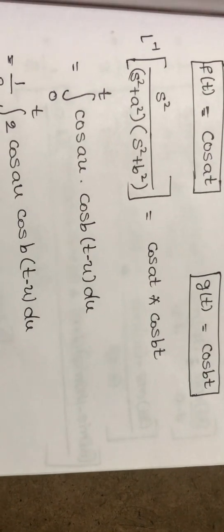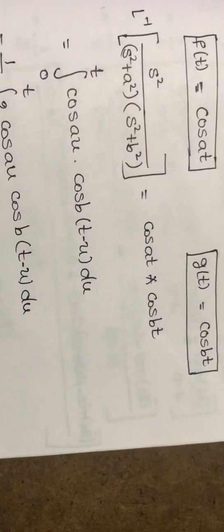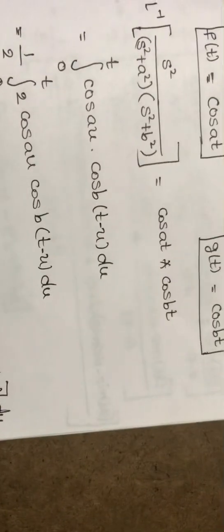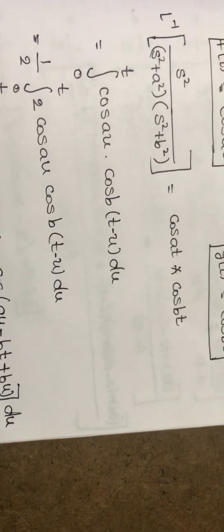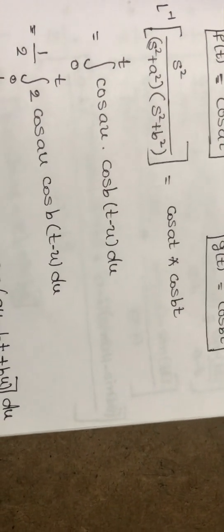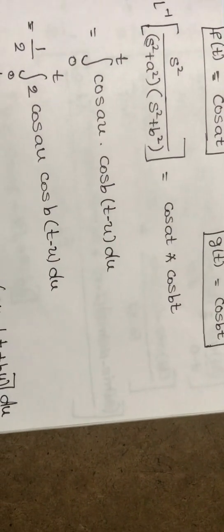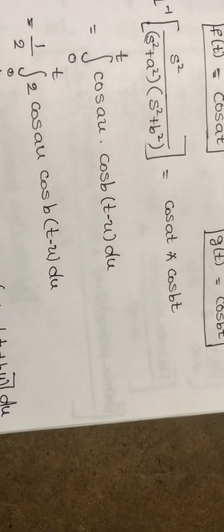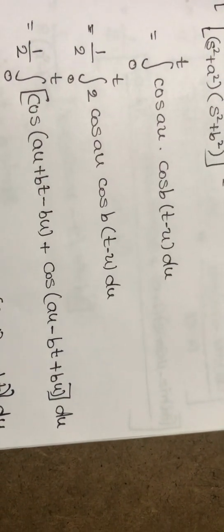Laplace inverse of s square by (s square plus a square) into (s square plus b square) is equal to cos at convolved with cos bt, that is equal to the integral from 0 to t of cos au into cos b(t minus u) du. We should integrate with respect to u, and in this step we change all the variables from t to u, substituting u in place of t in the first function and t minus u in place of t in the second function. Later we do the integration, and it is in the form of cos au into cos b(t minus u).